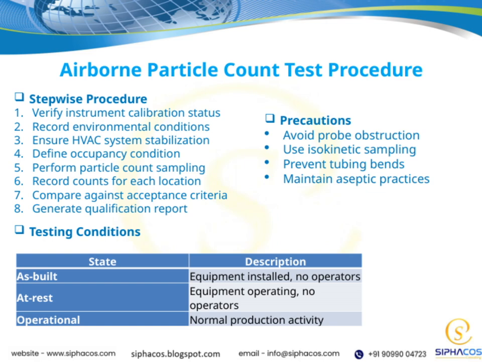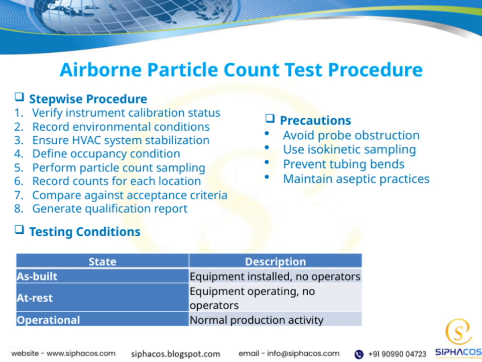Next, use isokinetic sampling, which means maintaining the same velocity of air entering the probe as in the environment to get representative samples. It's also crucial to prevent tubing bends, as sharp bends can create turbulence and affect the flow. And finally, maintain strict aseptic practices throughout the process to avoid contamination that could compromise the test.